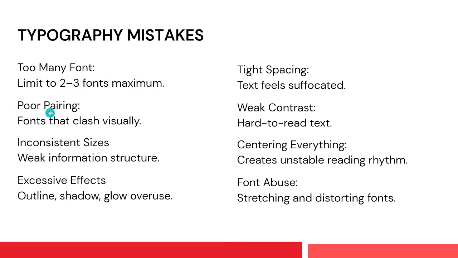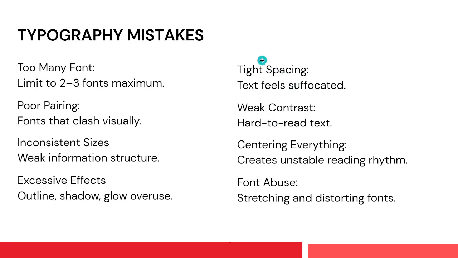And poor pairing. Poor pairing is when you use fonts that are not compatible. So it's advisable that you use fonts that are compatible. And the third one is inconsistent sizes. When you use a weak information structure, let's say your first headline you used 70 points, then for the body caption you're using 105 points. It's already conflicting with each other. And another point here is excessive effects. When you use too many effects for your typography, too much outline, shadow, glow effects just for one single design, at the end of the day, you won't really achieve a desirable result.